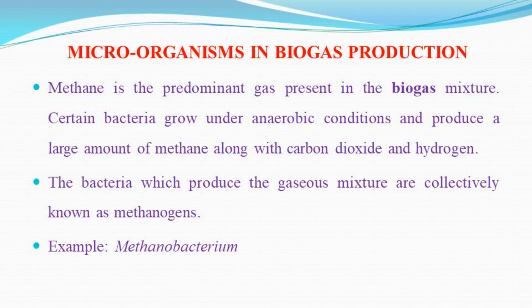Microorganisms in biogas production. Methane is a predominant gas present in the biogas mixture. Certain bacteria grow under anaerobic conditions and produce a large amount of methane along with carbon dioxide and hydrogen. The bacteria which produce the gaseous mixture are collectively known as methanogens. Example, Methanobacterium.